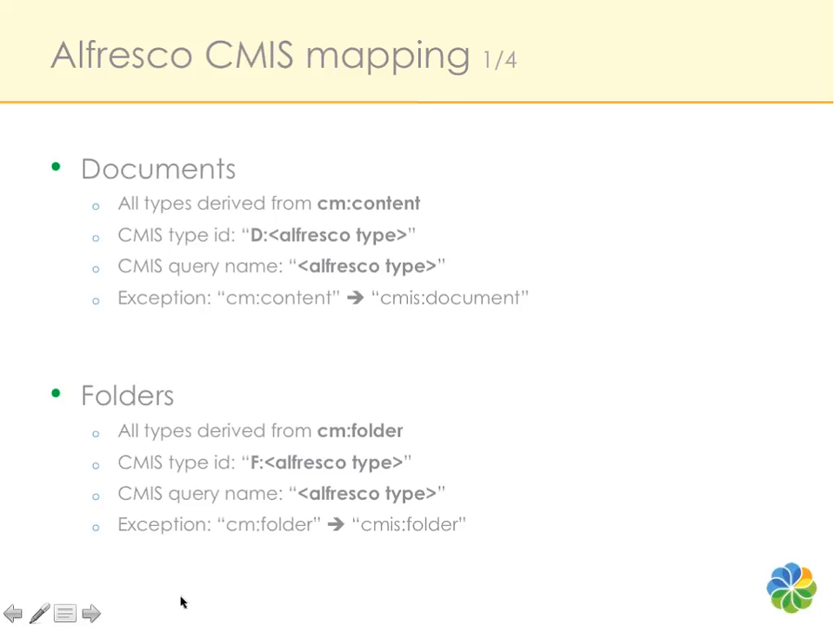There's one exception to the rule. cm:content is mapped to cmis:document, which is the base document type in CMIS. For folders, it's basically the same. All types that are derived from cm:folder are exposed through CMIS. The prefix here is F:, and the exception to the rule is that cm:folder is mapped to cmis:folder.